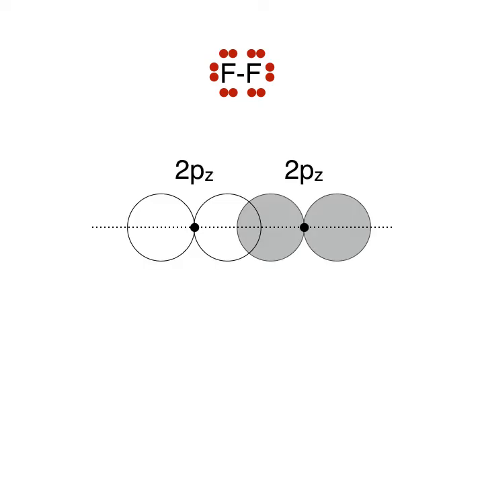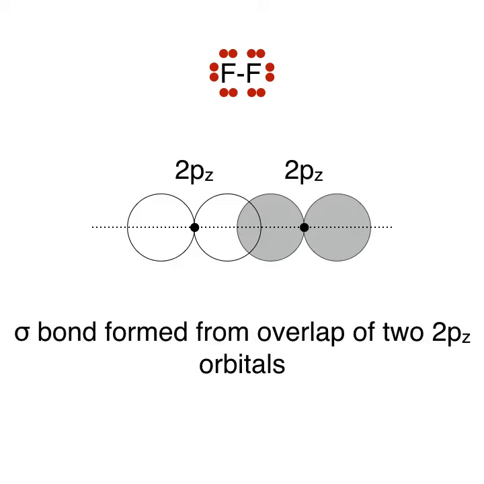If a fluorine atom were to bond with another fluorine atom instead of hydrogen, we would have the overlapping of two 2pz orbitals, which would look like this. This would be a sigma bond formed from the overlapping of two 2pz orbitals with the following shorthand notation.